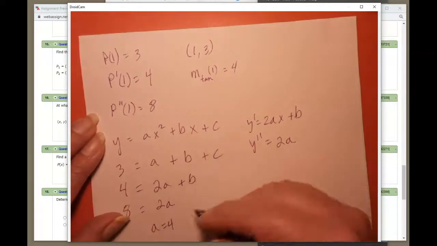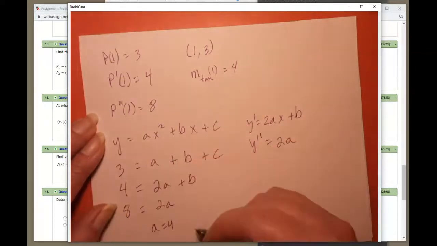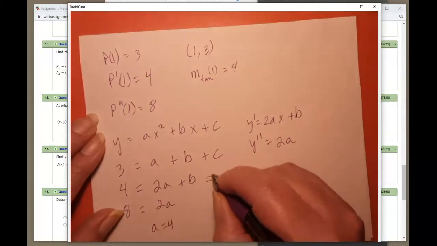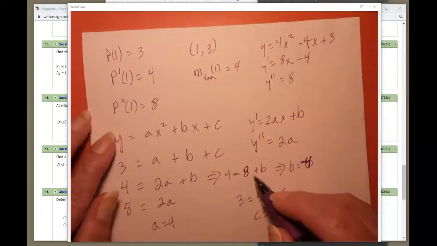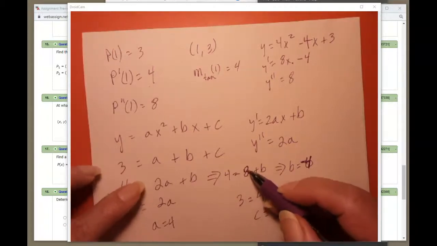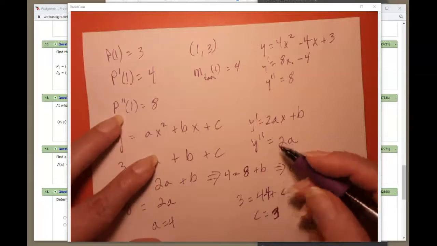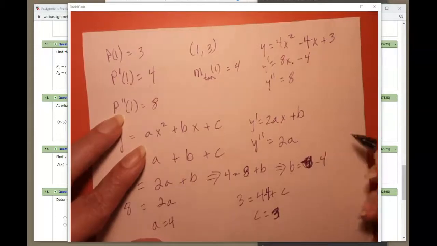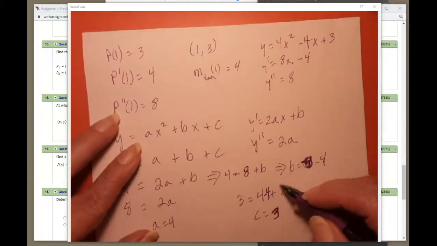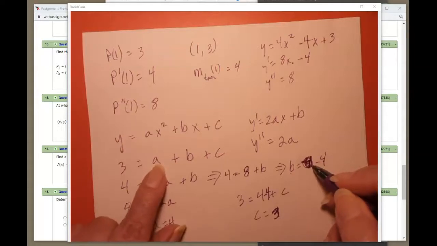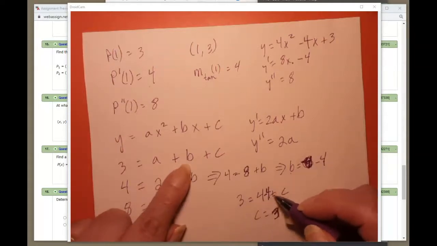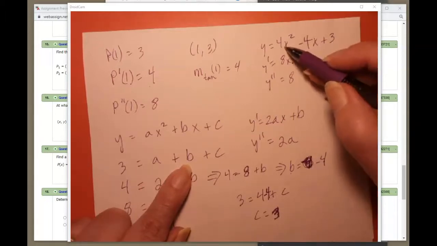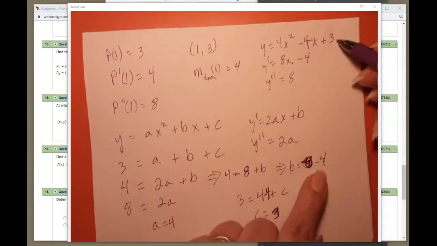So I can plug these back in, or I could put this into my calculator in the matrix stuff. I don't need to, but I can put this back in now. So I get 4 is equal to 8 plus b, because a was 4, so 4 times 2 is 8 plus b, which implies that b is equal to negative 4. So b is equal to negative 4. So once we have that b is equal to negative 4, we have 3 is equal to 4 minus 4 plus c, which implies that c is 3. So we have a, b, and c. We have 4x squared minus 4x plus 3.